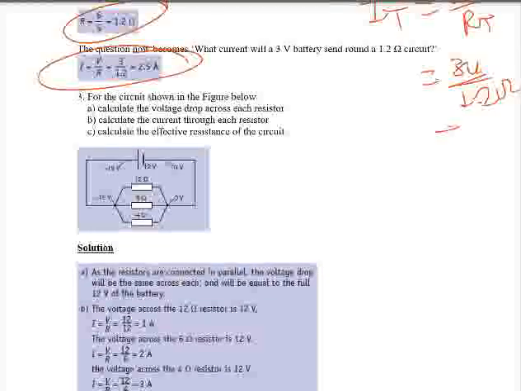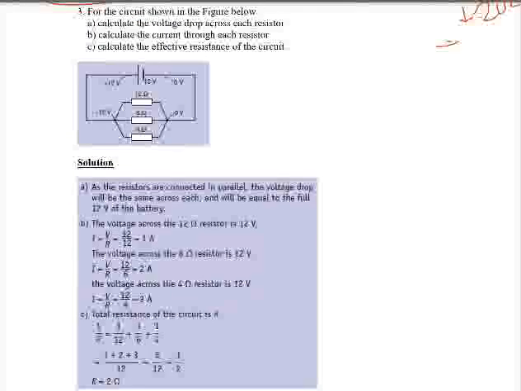There is another example. For the circuit shown in the figure below, calculate the voltage drop across each resistor, calculate the current through each resistor, and calculate the effective resistance of the circuit. This circuit is series, not parallel. Therefore, first you calculate the voltage drop across each resistor.